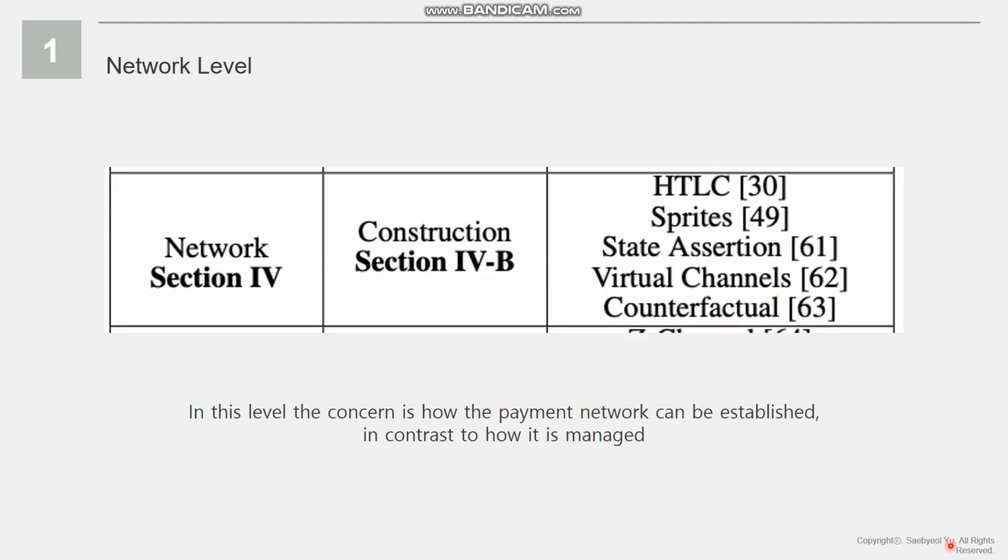And now this is the network level. At this level, the concern is how the payment network can be established, in contrast to how it is managed. Pairwise payment channels can be concatenated across several nodes to form a payment network, which can enhance the scalability of a system even more. And two nodes do not necessarily need to contact each other to open a channel.